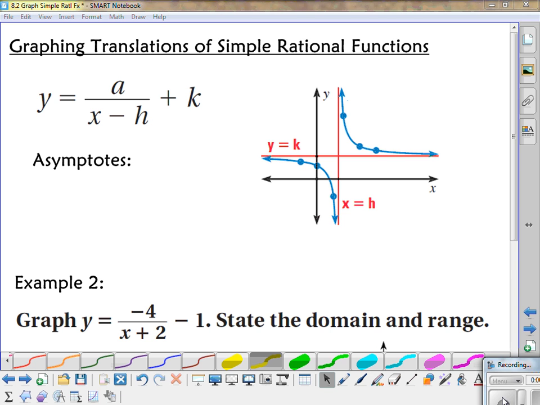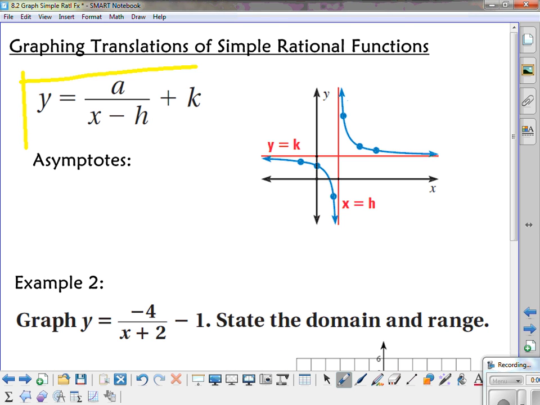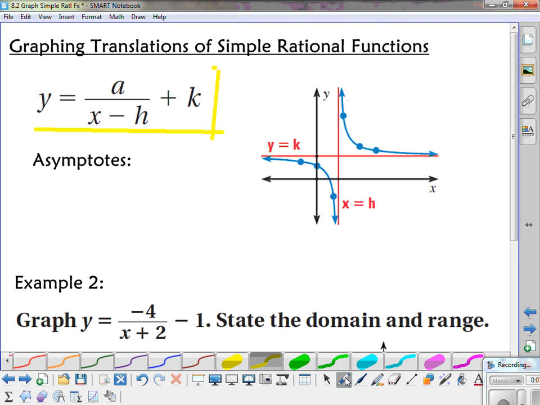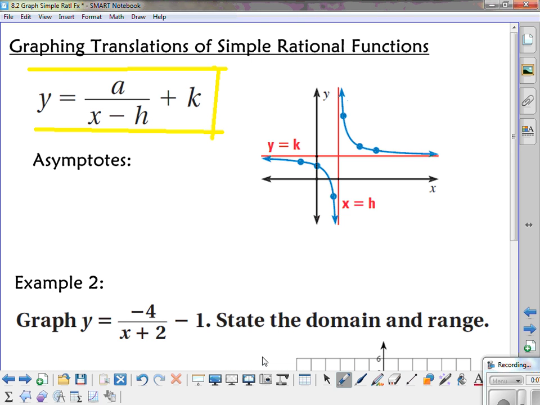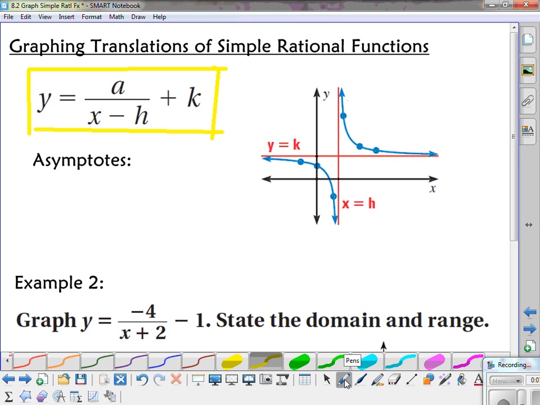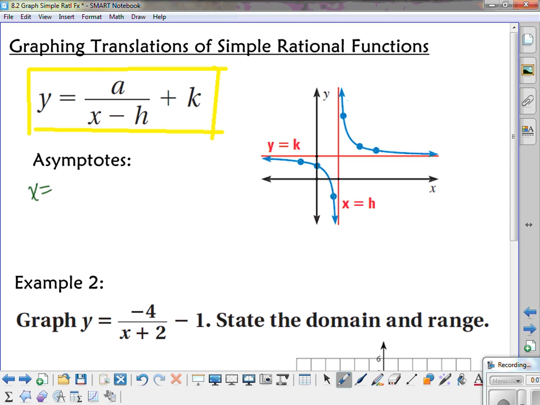Okay, so now we're going to talk about graphing translations. If the rational function is given to you in this form, y equals a over x minus h, and then plus k off by itself, then you can graph it using your (h, k) as your origin, like we've done with other types of graphs. So your asymptotes are just going to be that x is equal to h and y is equal to k, because we can't have our denominator equal to 0, right?